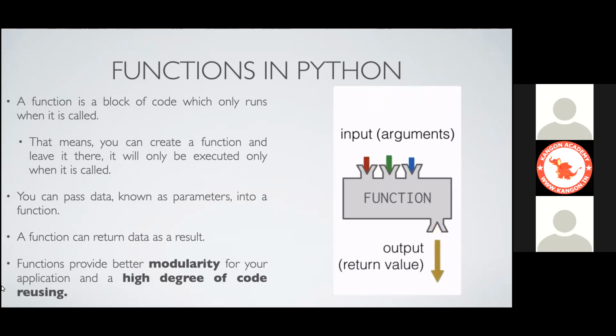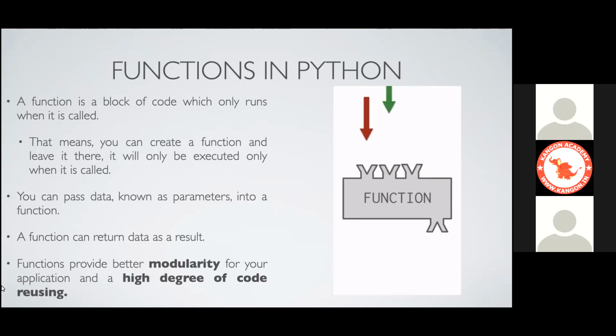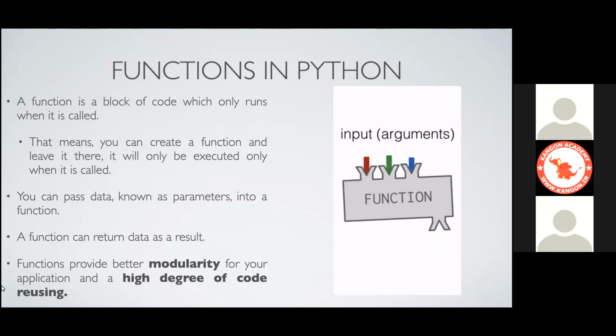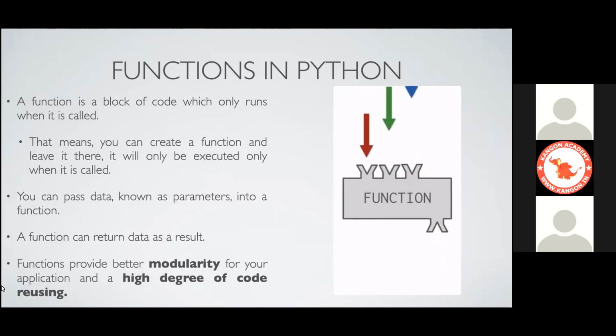You can pass data, known as parameters or arguments, into a function. A function can return data as a result. Whenever you invoke a function, most of the time it is supposed to return something. What will it return? It will return data to where it was called from.